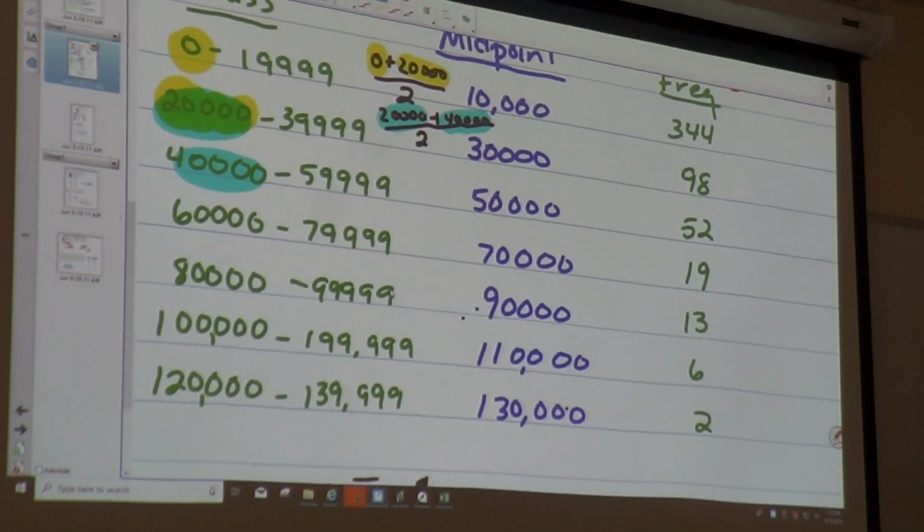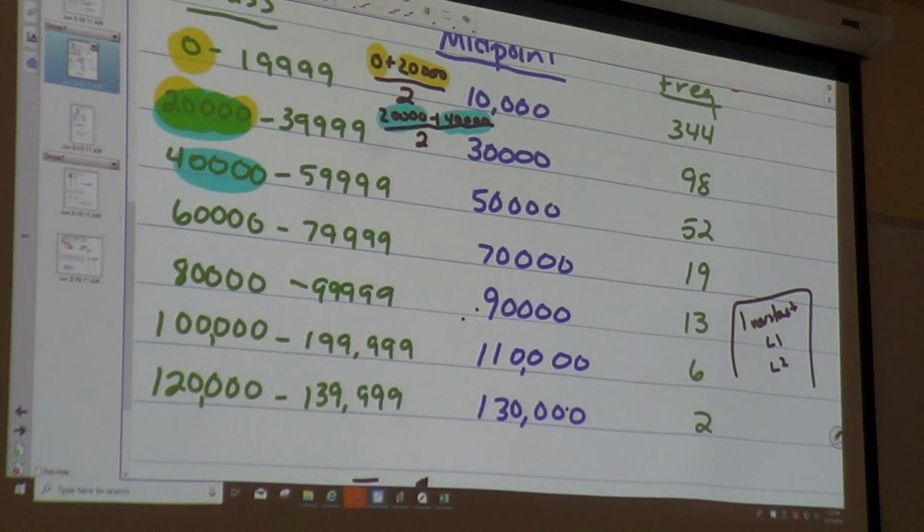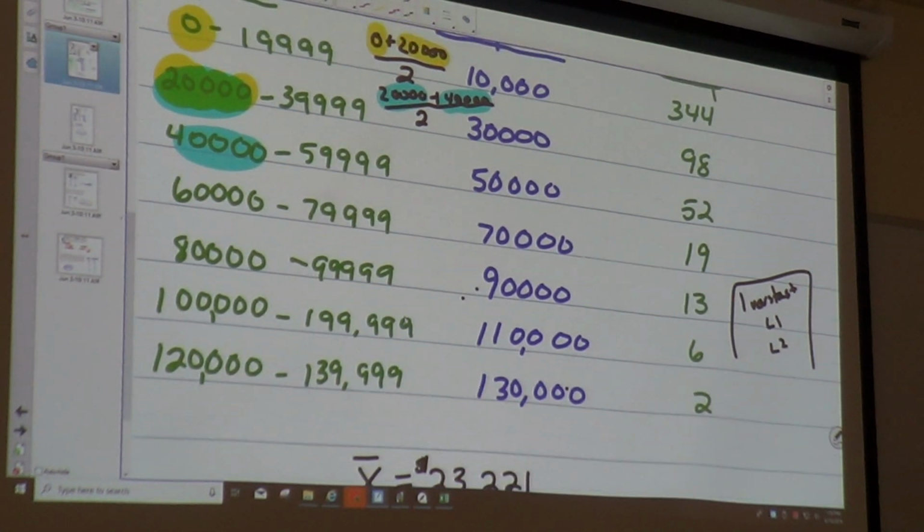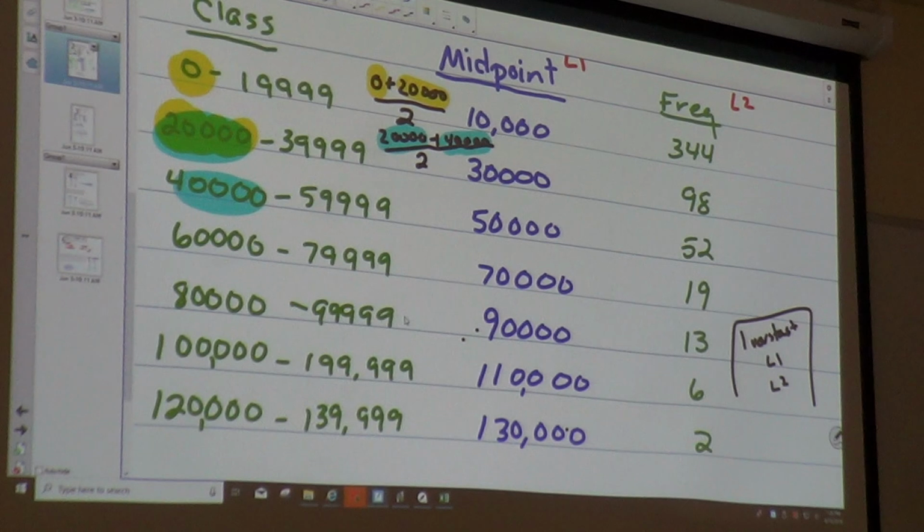Now, once you do stat edit and you get your data in there, you are now going to do 1-Var Stats of L1 and L2, or L1 comma L2, because you're using the L1 data and the weight of the L2 data. They want to know the mean and the standard deviation of the sample. But you've got to do L1, L2, or L1 comma L2, because we're using those sets of data.